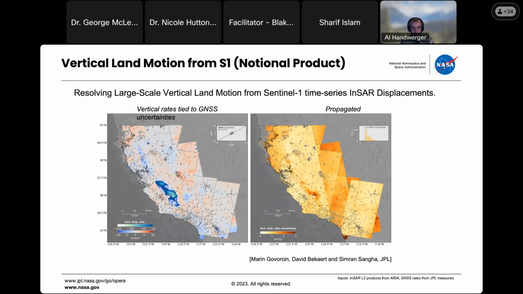But this information will be available for all of the pixels in this map, and we are able to get down to quite low uncertainties in the millimeter per year range, lower millimeter per year range, and this will be really, really useful for looking at things like relative sea level rise in the coastal areas.